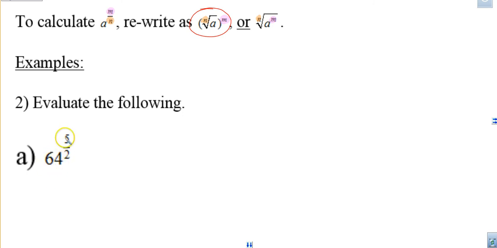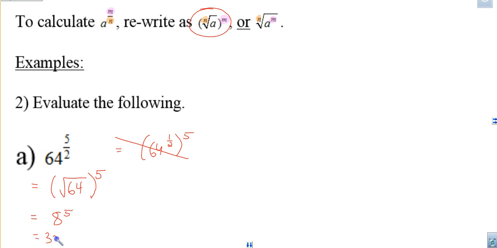All right, so if we have 64 to the power of 5 over 2, just like over here, I know that the denominator is my root. So I'm going to have the square root of 64. Again, I don't have to put a 2 for square root. And then to the power of 5 on the outside. So just like we did on the last page, I don't have to write it as 64 to the power of a half to the power of 5 anymore. You can if you want to, but it's not necessary. So then we just have 8 to the power of 5, which is 32,768.